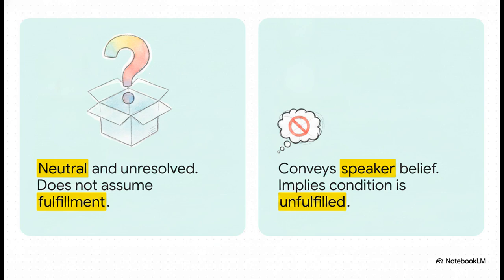A hypothetical condition, however, is heavily loaded with speaker belief. It implies the probable or absolute falsity of the matrix proposition. By using a hypothetical condition, the speaker is signaling to you that the condition is contrary to expectation, contrary to assumption, or frankly, completely contrary to fact.